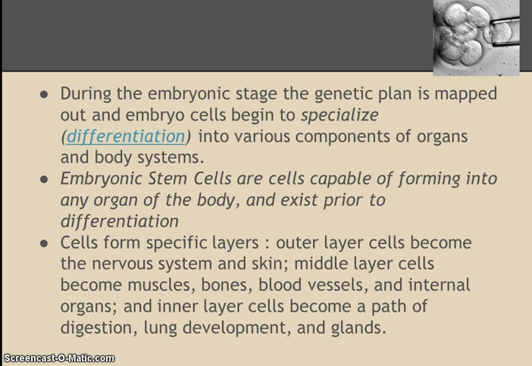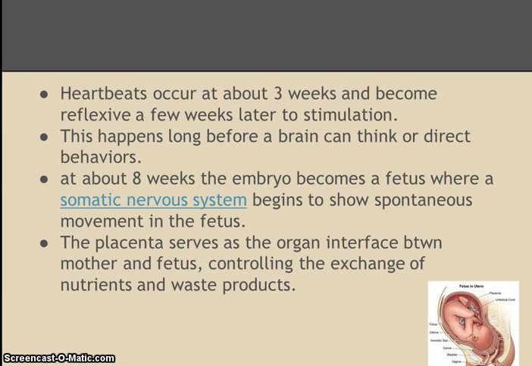Cells form specific layers, so the outer layer cells become the nervous system and skin. The middle layer cells are going to become muscles, bones, blood vessels, and internal organs. Inner layer cells become the path of digestion, lung development, and glands. At about 3 weeks, you have a heartbeat, and a few weeks later the embryo becomes reflexive to stimulation. If it's stimulated, the heartbeat will be faster or slower, depending on what the stimulation is. This happens a long time before the brain can think about or direct any behaviors. Then at about 8 weeks, the embryo becomes a fetus, where the somatic nervous system begins to show spontaneous movement in the fetus.